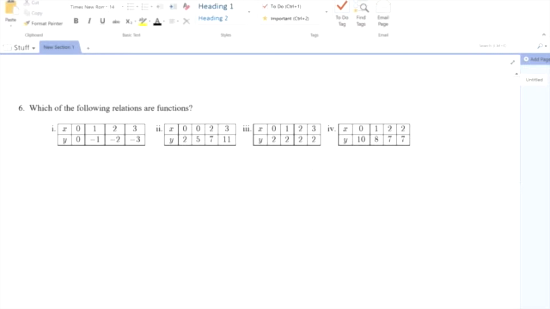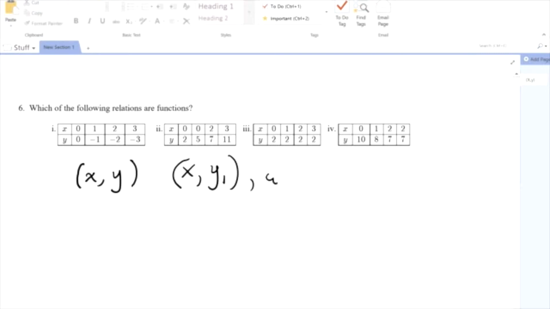So we have to first understand what a function is. A function simply says that if you have an x input, there is a corresponding y output. And for any relation to not be a function, it must be of the form x and y1, also x and y2. This is saying that x basically has two outputs.